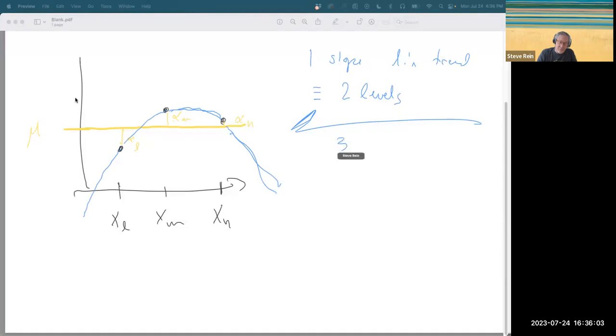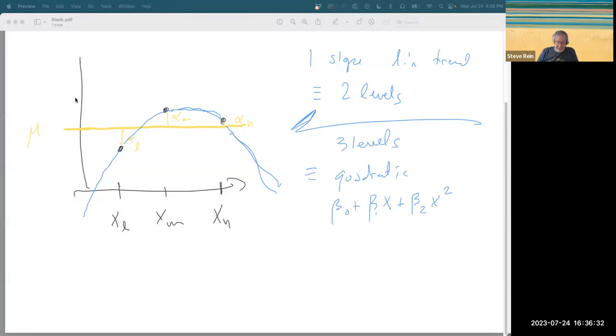Three levels is going to correspond to a quantitative slope and a quantitative slope for a quadratic term. Let's go with a quadratic. The quadratic model looks like beta 0 plus beta 1 times x plus beta 2 times x squared. Okay, quadratic.